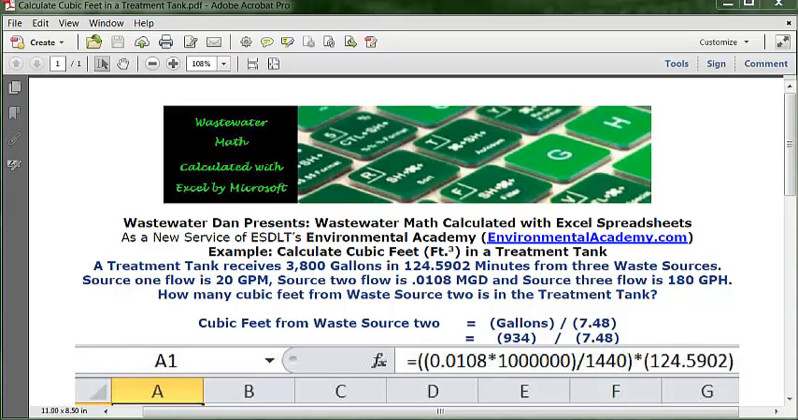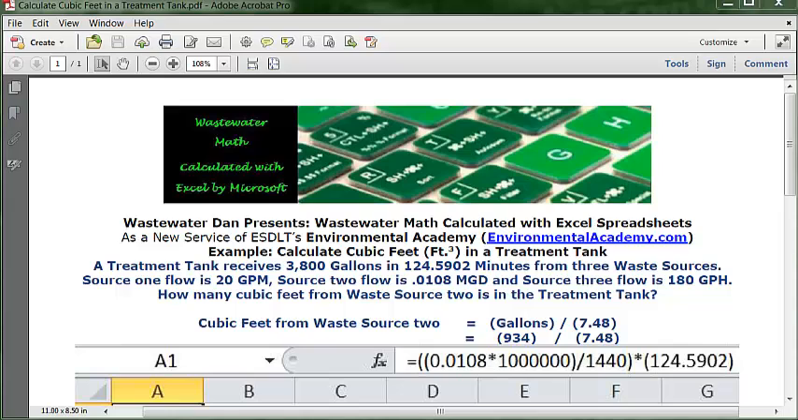So we're going to set up the basic formula. Cubic feet from waste source number 2 equals gallons divided by the conversion factor from gallons to cubic feet, which is 7.48. And we know we have to divide because when we have cubic feet, we typically multiply by 7.48. So in this case, we're going to reverse that. We're going to take the gallons and divide by 7.48.